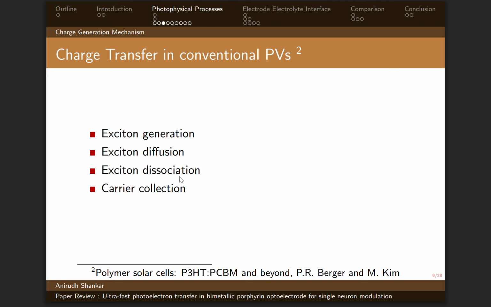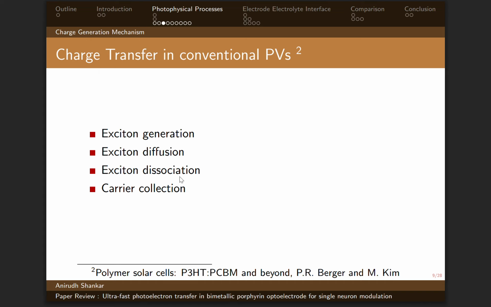route. The mechanism in conventional photovoltaics is slightly different. It involves the generation and dissociation of exciton. An exciton is a bound electron hole pair. The first step in a conventional photovoltaic is the generation of an exciton.